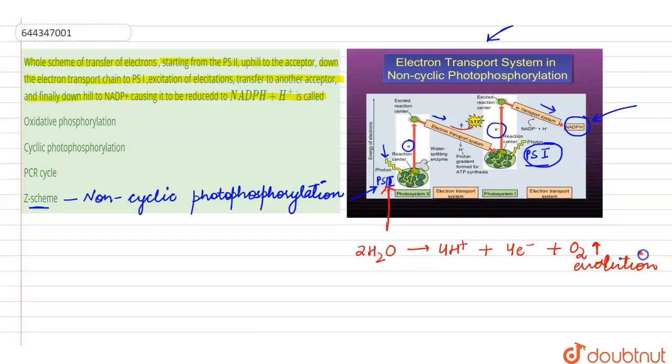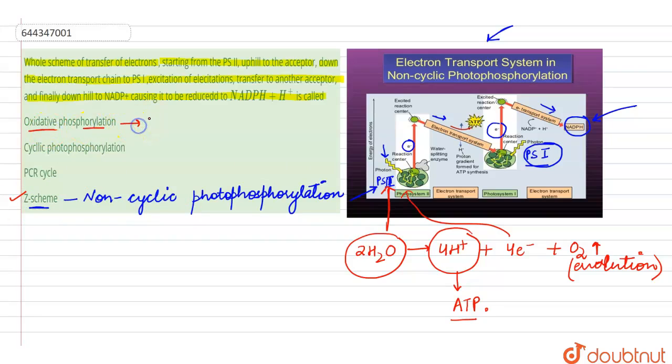So evolution of oxygen here takes place, because of which the electrons will move to the PS2 to compensate for the loss. 4 H plus ions will remain in the lumen of the thylakoid, which helps in creating a proton gradient for the synthesis of ATP, and this oxygen is evolved out. So this entire process is called a Z scheme, whereas oxidative phosphorylation means the electron transport chain which occurs after the Krebs cycle in the mitochondrial matrix, whereas the cyclic photophosphorylation occurs in the stromal lamellae only with the help of PS1, where ATP is synthesized.